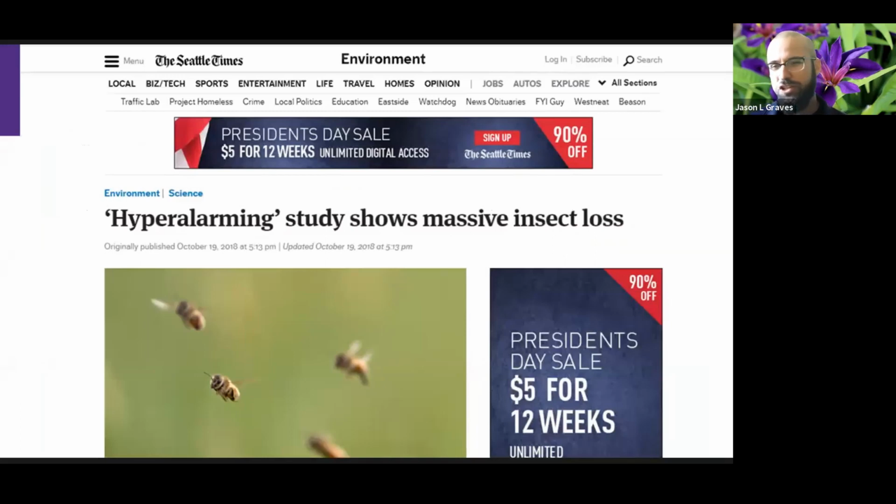I've taken some screenshots over the last few years where we've found the media with big headlines talking about this topic as well. And so we want to be cognizant. We don't want to be alarmist, but we want to be aware that there is a problem and we can participate in helping turn that around.